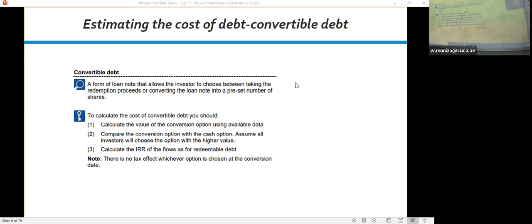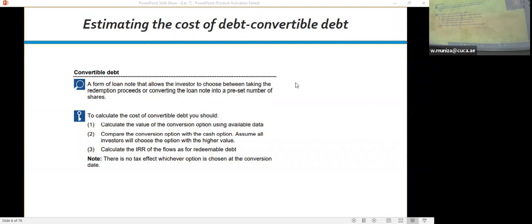In this case, the investor will have two options. Either he or she can get the redemption amount, or can convert the amount of debt into the predetermined number of shares. So let's see what your slide says about this. Convertible debt: a form of loan note that allows the investor to choose between taking the redemption proceeds or converting the loan into a preset number of shares.